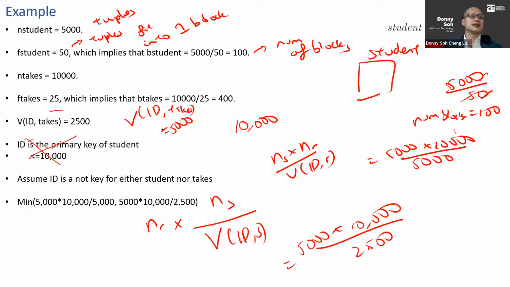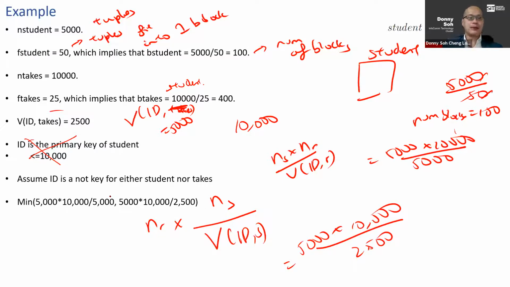So I think this is missing. So not ticks, student. It's 5,000. I think this was missing here. Okay, so this is a little bit funny, but let's take it to be in this manner. And so we will have to take the minimum between this and this. So this ID is not the key for either student or ticks. It will be the minimum between this value and this value.